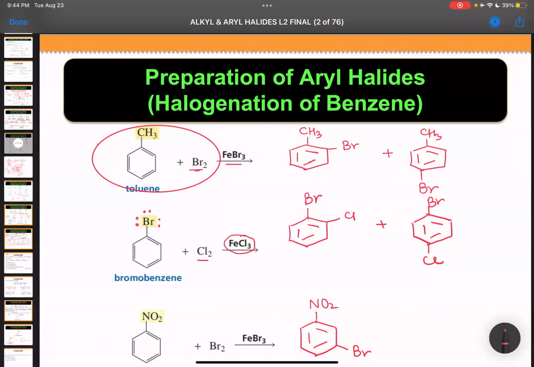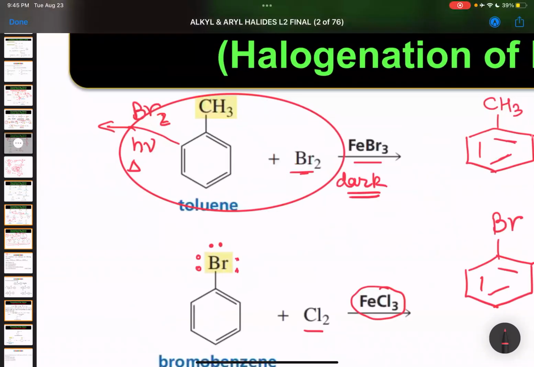But suppose I take Br2 and light or heat, what will happen? I told you, take dark, don't take light. Yeah, Kulsum, Nabil. It will form Br minus. No, actually, heat or light will break Br2 in an equal way. That is called homolytic cleavage.